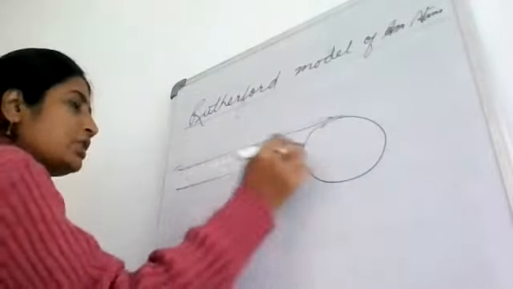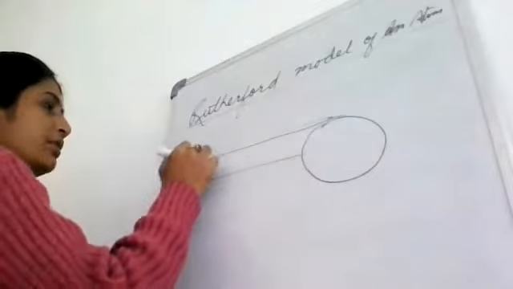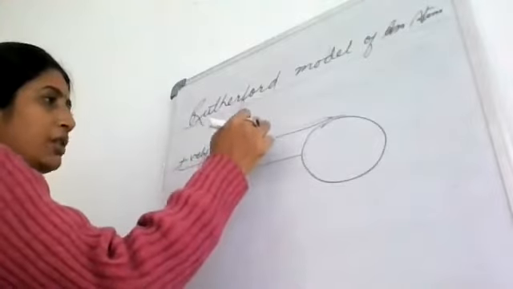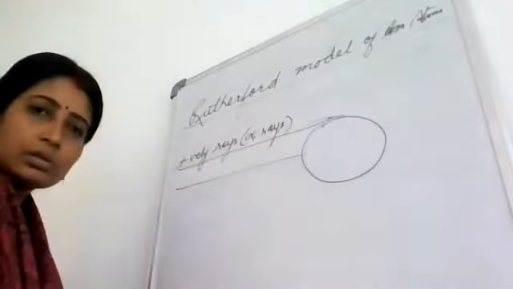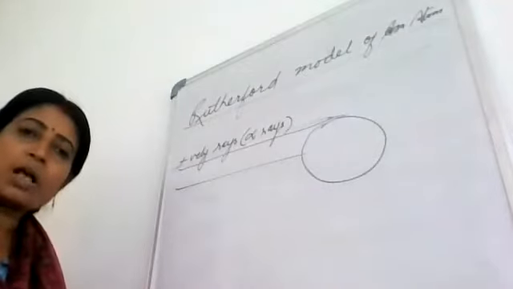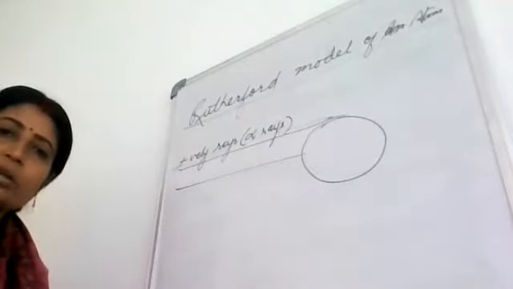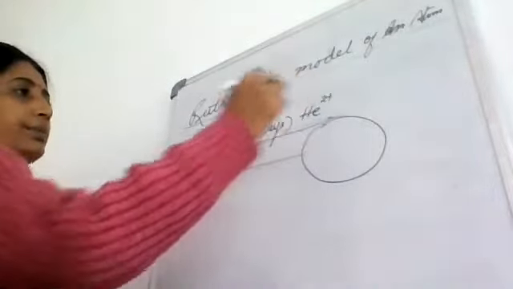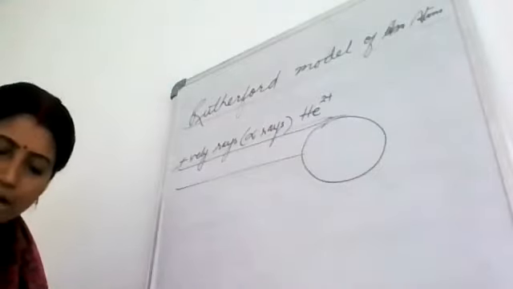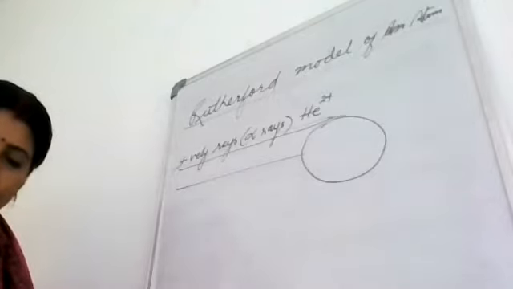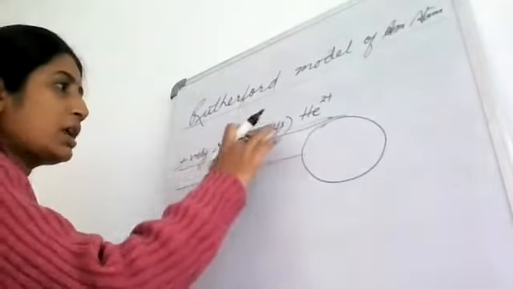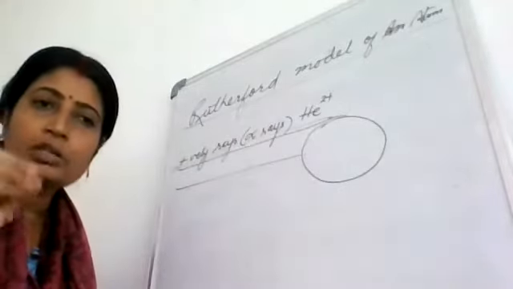somewhat positively charged rays. What was he passing? Positively charged rays, which are called what? Alpha rays, which are similar to what? Helium ion. This positively charged ray was similar to a helium ion.